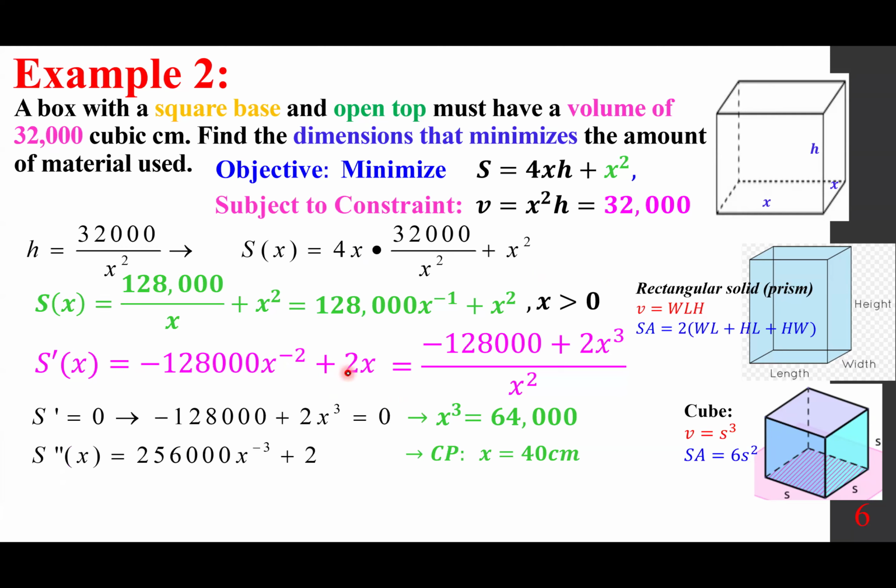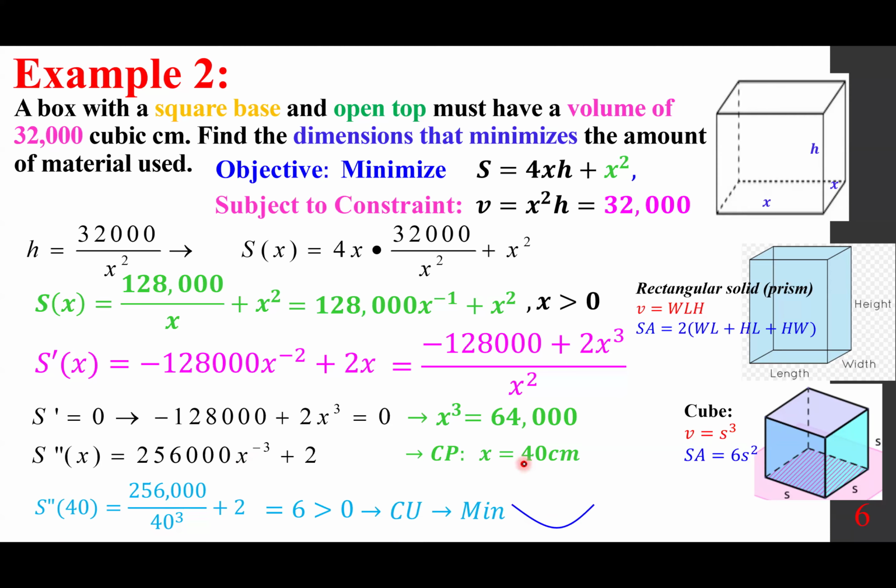The second derivative test says plug in the critical point and find out if it's positive or negative. That's all. So S double prime of 40 is 256,000 divided by 40 cubed plus 2. Now, even if you don't evaluate it, you should know this is positive, plus 2 is even more positive, which makes it concave up. And that's really the key. Concave up means minimum. Why? Because it looks like this. So it's the minimum at x equals 40.